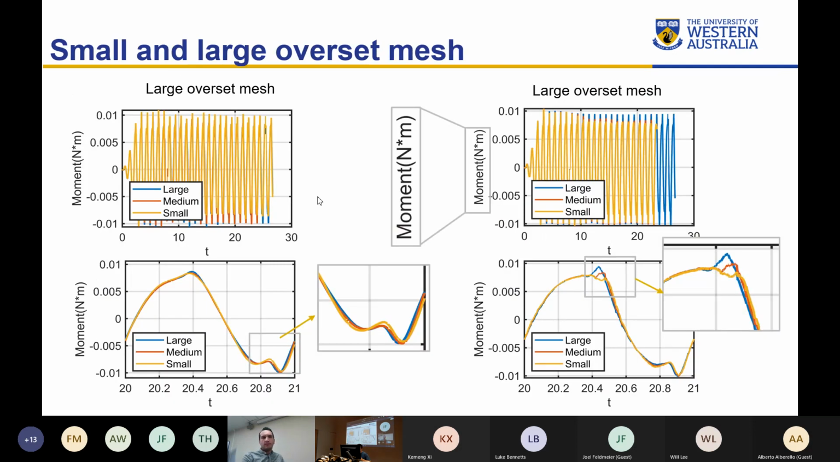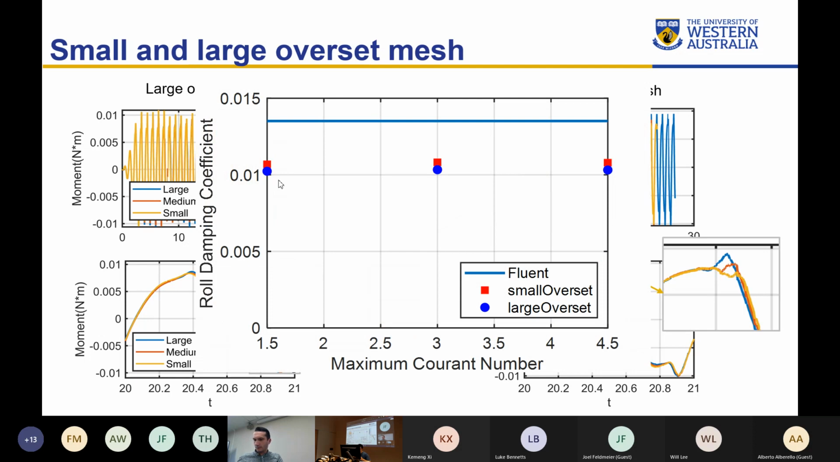And this is the result of the roll moment, the time history of the roll moment. We set large and small overset mesh. Sorry, this is the small overset mesh. And we choose different time steps for large, medium, and small. We can see there is a convergence trend for the small overset mesh as the time steps decrease.